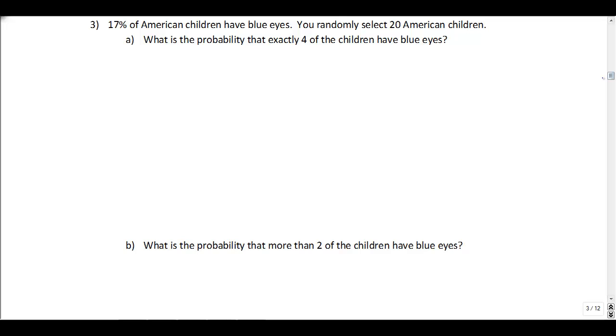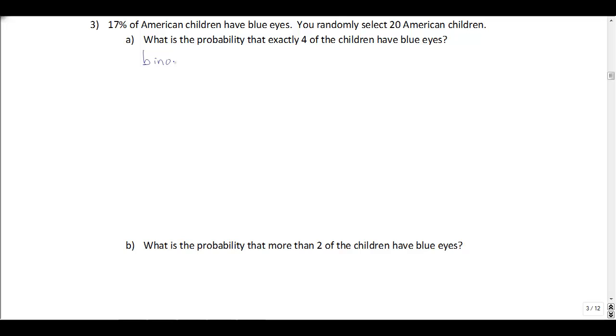So this says 17% of American children have blue eyes. You randomly select 20 American children. And then we've got some questions here. Again, we're going to assume this is a binomial distribution. I suppose technically we should be doing this with replacement, since if I pull one out and that child happens to have blue eyes, this probability would change slightly, but that probability is rounded anyway, and it's not going to change enough to matter. So we're going to view this as a binomial here.